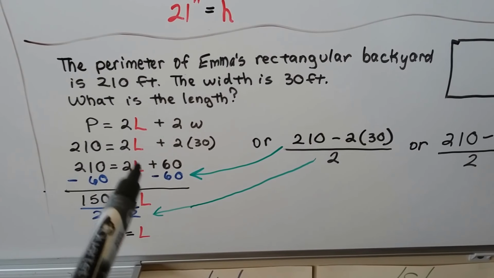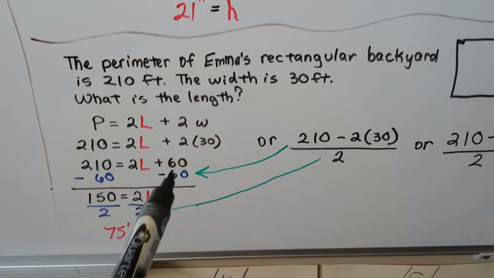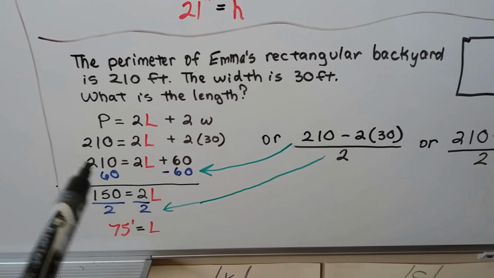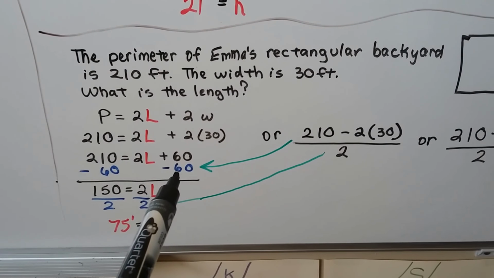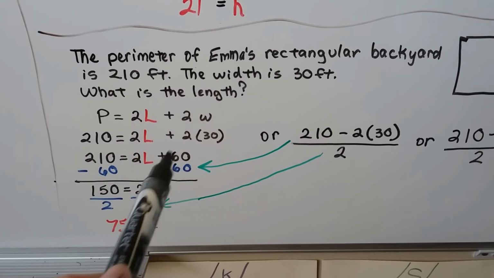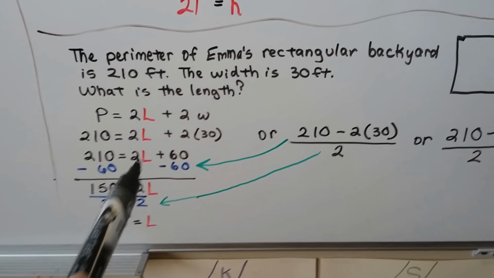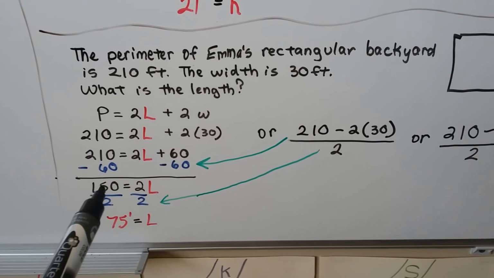We need to get this L by itself, but we're first going to get the 2L by itself by subtracting 60 from both sides of the equation. You could even look at it as adding a negative 60, but in this case, it's probably easier to look at it as just taking 60 away. That's going to create a 0 pair here and eliminate this right here. So the 2L just drops down, and 210 minus 60 is 150.